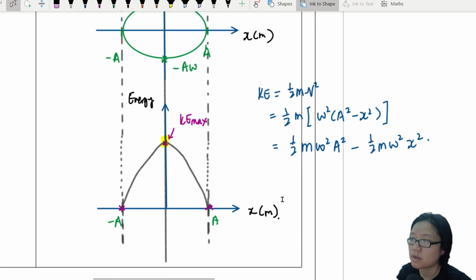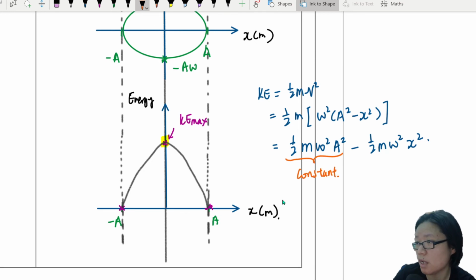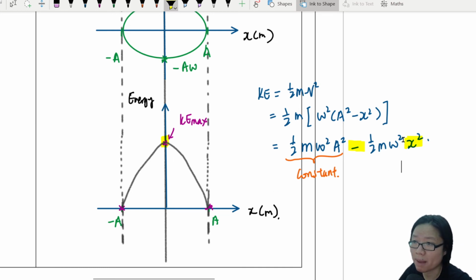Now, I don't know whether you know this, but this whole first term is constant. The mass of the pendulum is constant, the period is constant, unless I change something about the pendulum, and the amplitude is also constant, so this term here is constant. You see this negative x square? That's why you get the negative x square shape. So when x is equal to 0, what happens to the term at the back? It disappears, right? So I can also double check: when x is equal to 0, your kinetic energy will be equal to half m omega square a square.